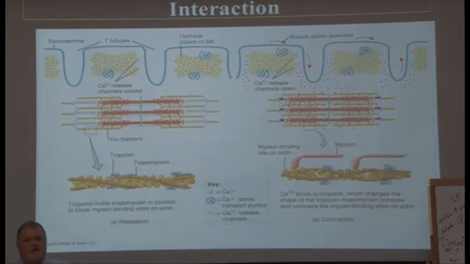Okay? So all the steps we just talked about, from the point where the membrane became depolarized to this point where calcium has bound with troponin and tropomyosin so that actin and myosin can interact, all occur during that time frame that we talked about yesterday in lab, which is a latent period. Because unless actin and myosin can physically interact, you can't contract.